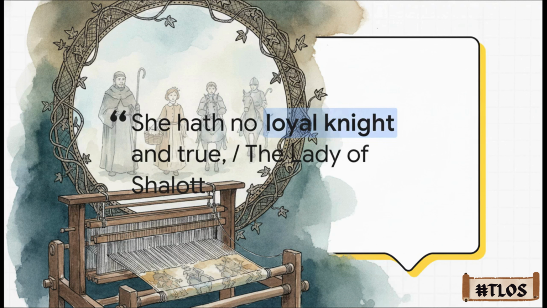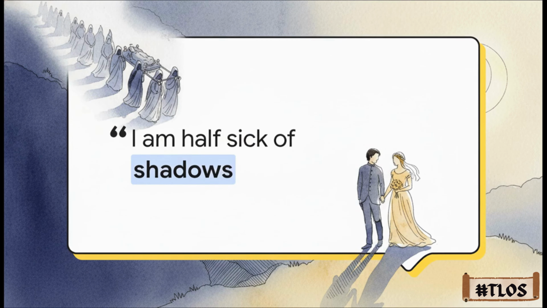She is just watching life happen to everyone else, strictly through a piece of glass. Then, after watching a nighttime funeral procession pass by, followed by a newlywed couple walking in the moonlight, the lady finally speaks her first and only direct words in the poem so far. "I am half sick of shadows."